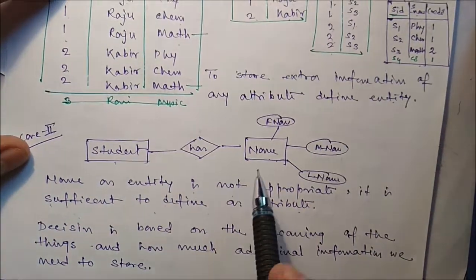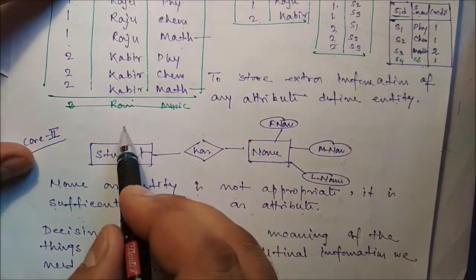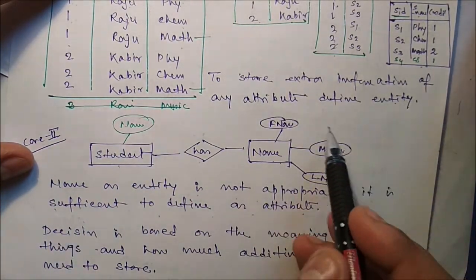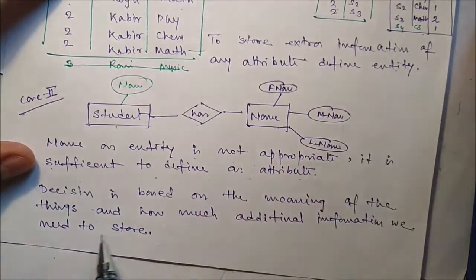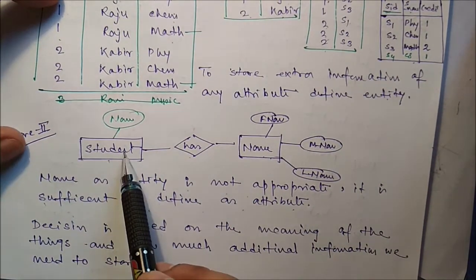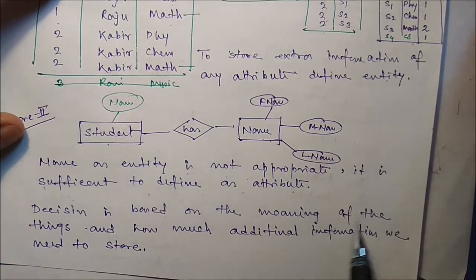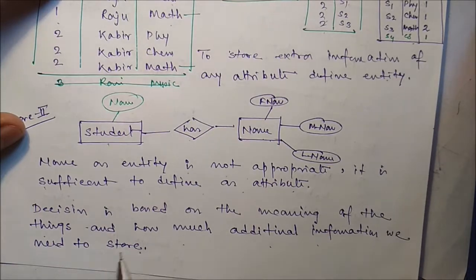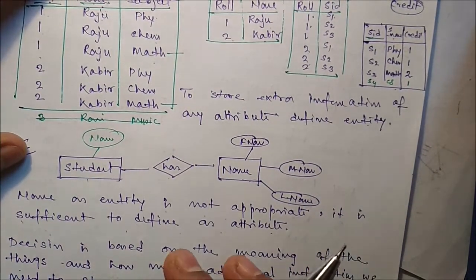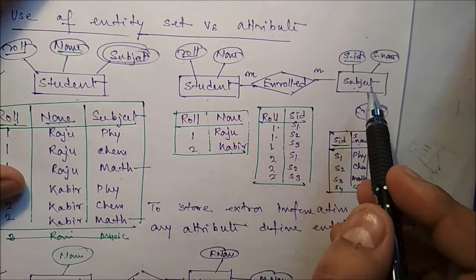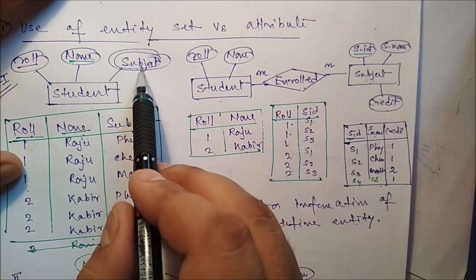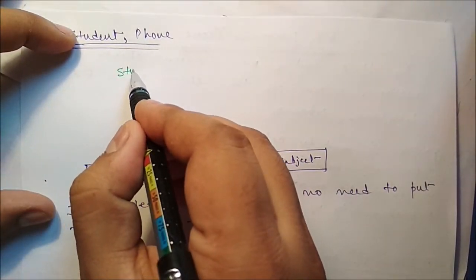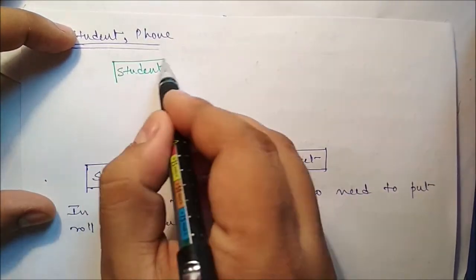Now this is what extra means, it is not required. So we can define name as an attribute. This particular portion is not required. So now the decision whether we should use something as an entity set or as an attribute is based on the meaning of the things and how much additional information we need to store. So if you need some more information about that particular attribute, definitely we have to define an entity set instead of the attribute.